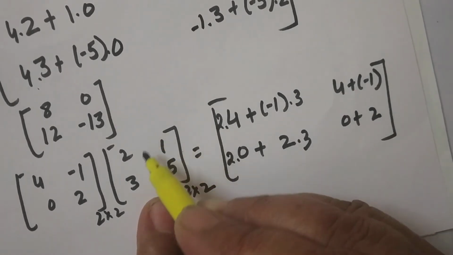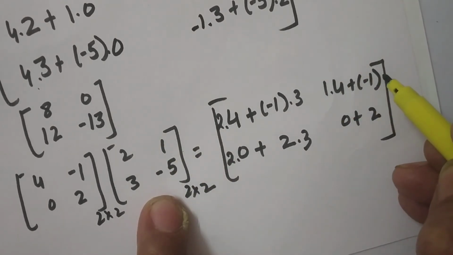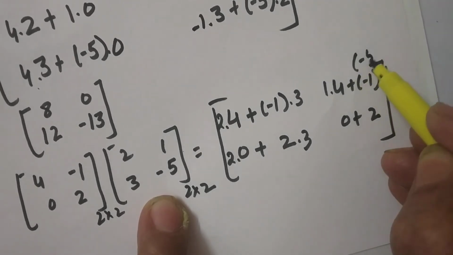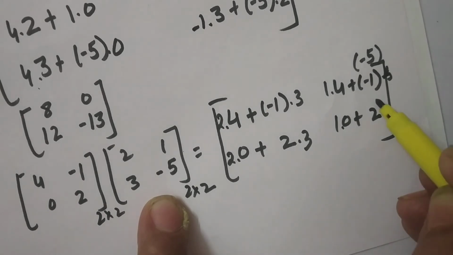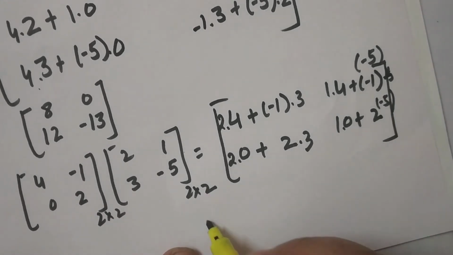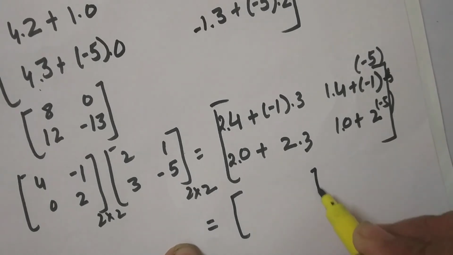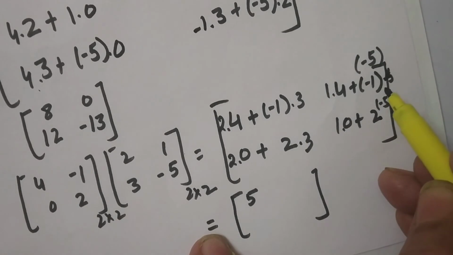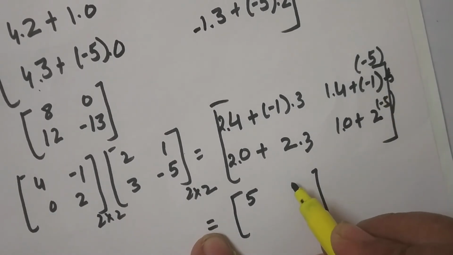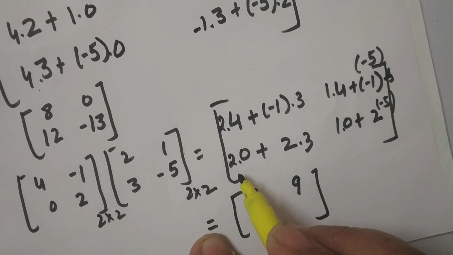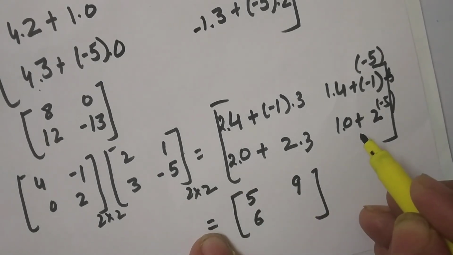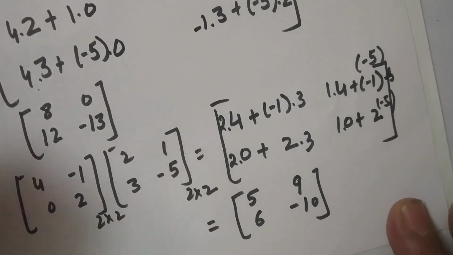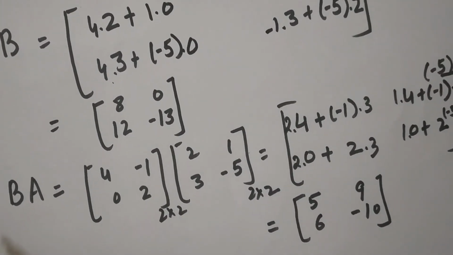Then again the second column, 1 into minus 5, so I write minus 5 here, then 1 into minus 5. So the resultant BA will be equal to 8 minus 3, that is 5; 4 plus 5, that is 9; 0 plus 6, that is 6; and 0 plus minus 10, this is minus 10. Hence we have found the new matrix BA.